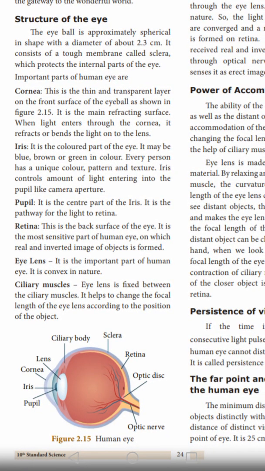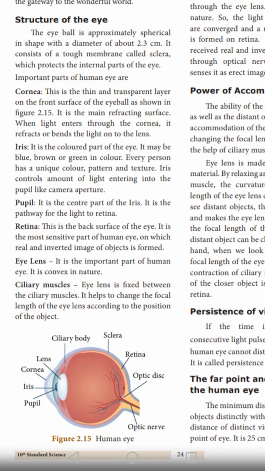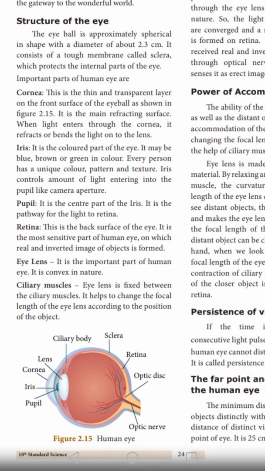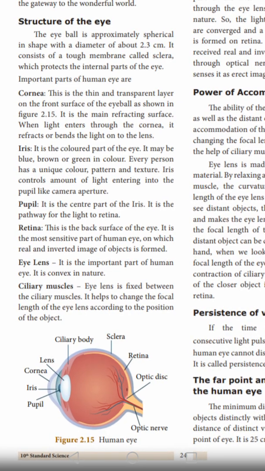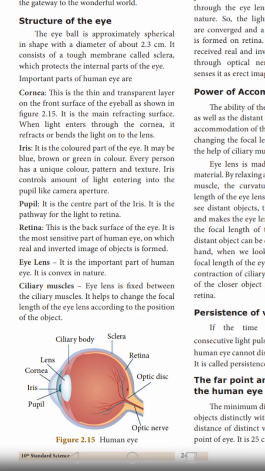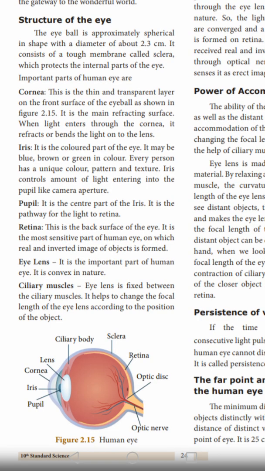The cornea is a thin and transparent layer on the front surface of the eyeball. It is the refracting surface. This cornea is a refracting surface. When light enters through the cornea, it bends or refracts the light towards the lens.